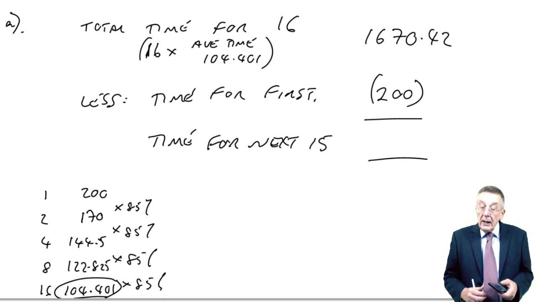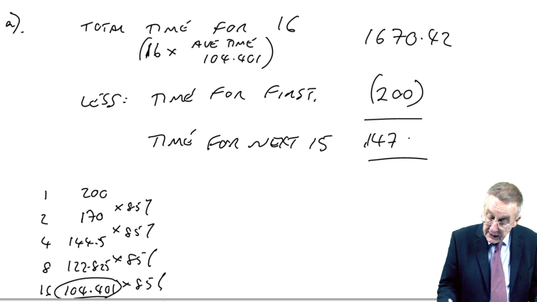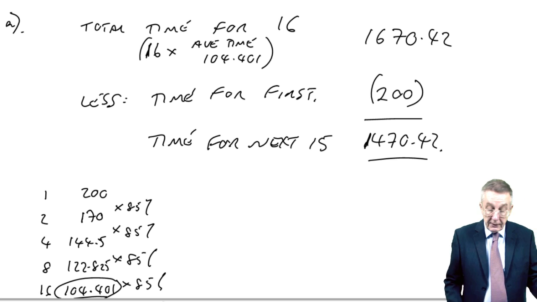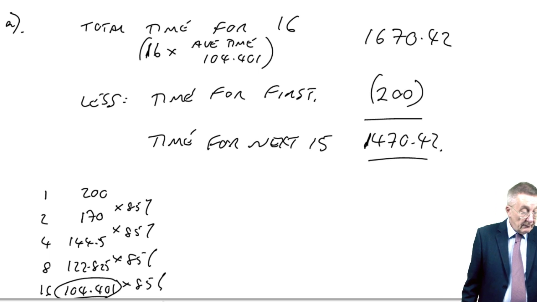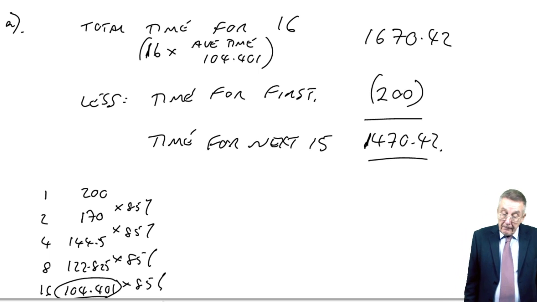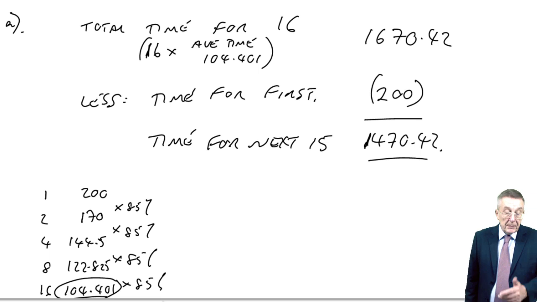1670.42. Time for the verse was 200. So it's 1470.42. For the next, however many it was, 15. All right, well, still haven't shown you how to use this formula, but you know, that was part A.